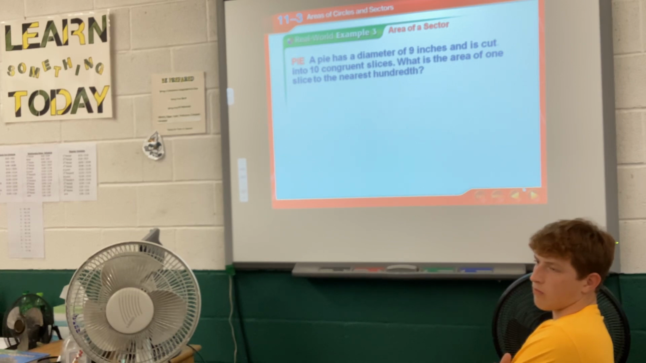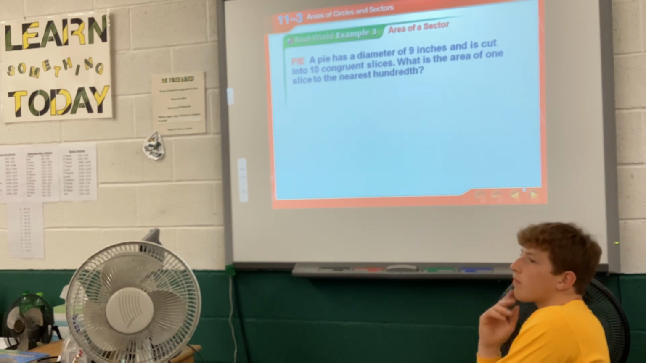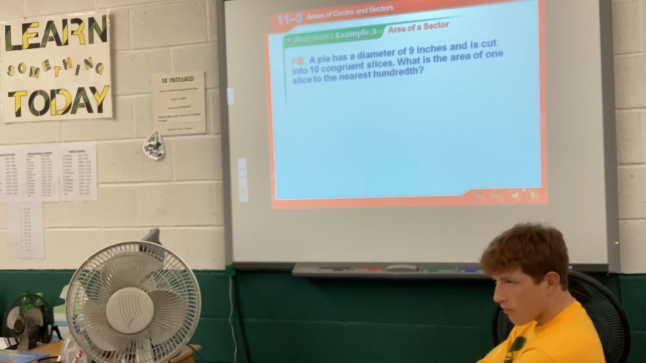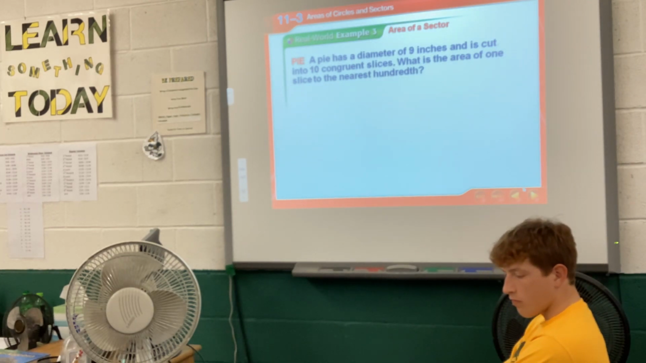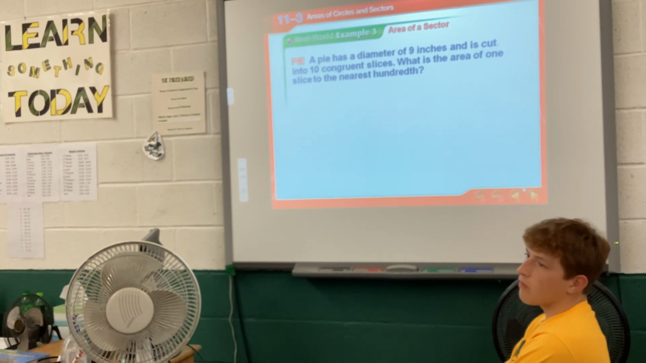So then I take 360 divided by my congruent slices. And so my zeros cancel out, so I get 36 degrees. That's my x over the 360. So this one piece of pie has an angle of 36 degrees right there. But then I continue on. Pi, what did we figure out for r?